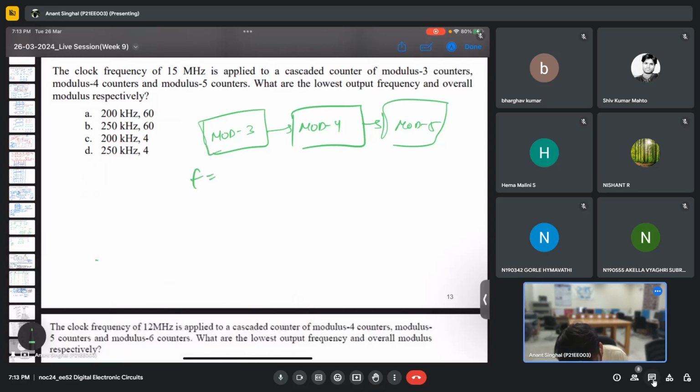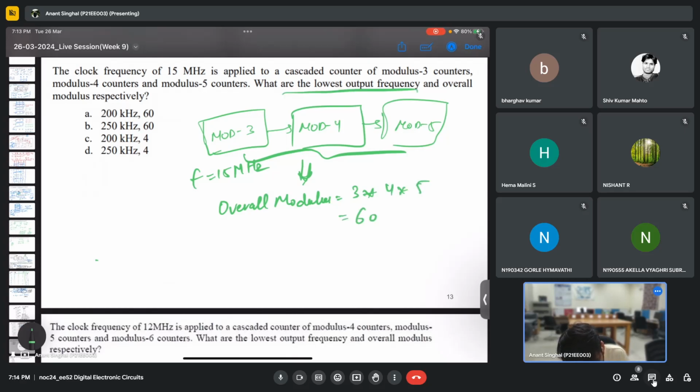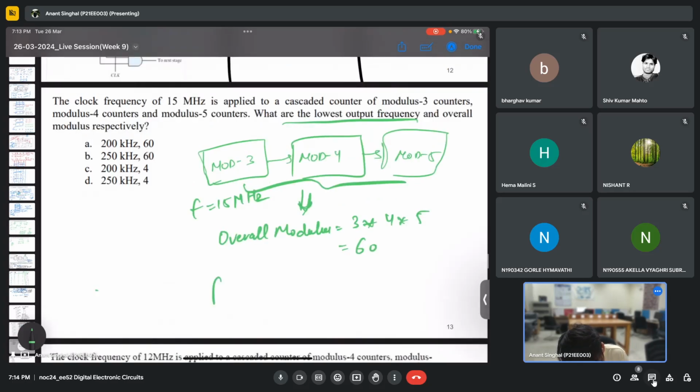And the frequency is 15 megahertz. So first of all, the cascading mod counters mean the overall mod is the multiplication of all the mods. So this will be 3 times 4 times 5, that will be 60. And what is the lowest output frequency? It is calculated by 1 by n times the time period.